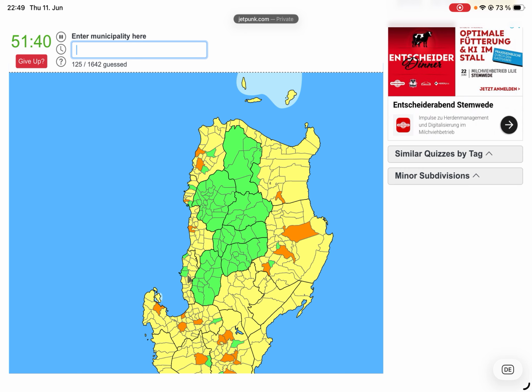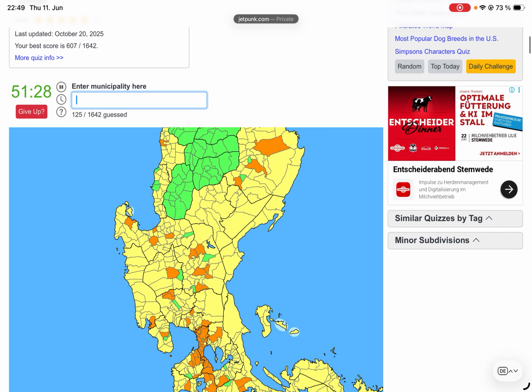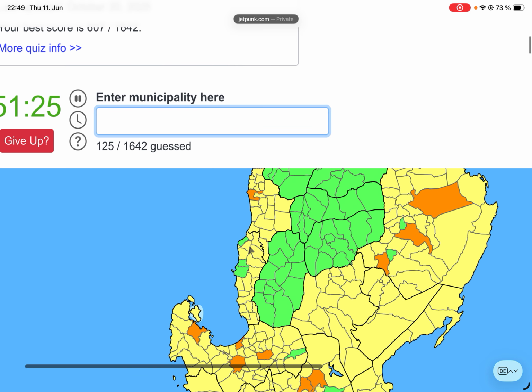So we'll just continue here. We already named San Juan and Luna from before, so let me make it a little bit bigger. All right, we'll continue here in the north with Bangar, Sudipen, Santol. This should be San Gabriel. All right, Bagulin, Burgos, Naguilian, Bauang. These two are Bacnotan and Balaoan.